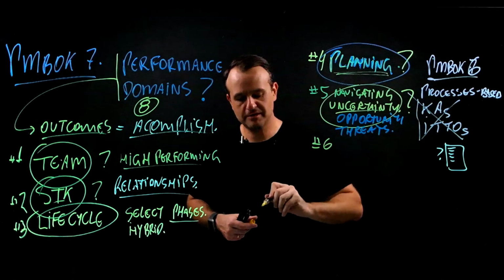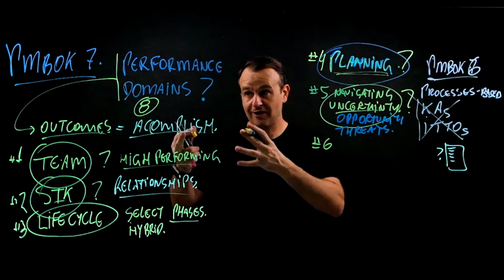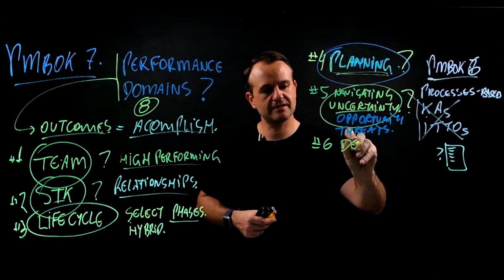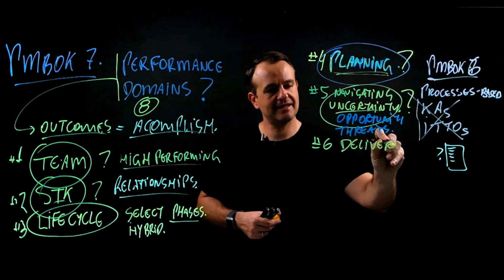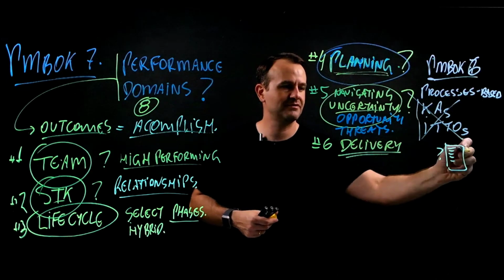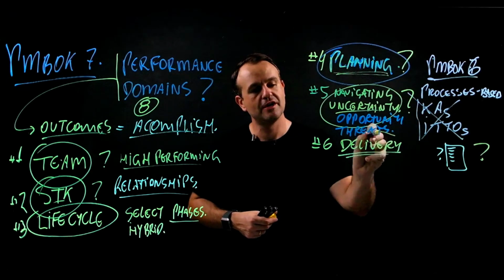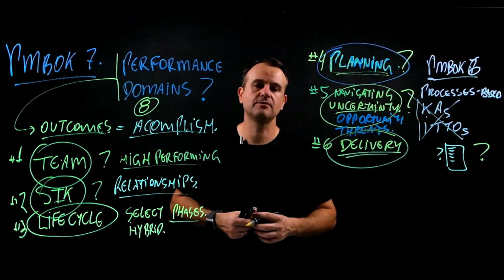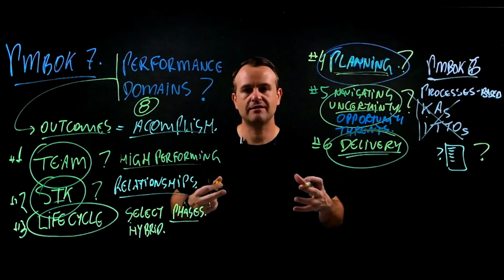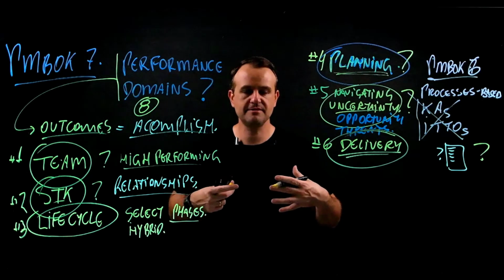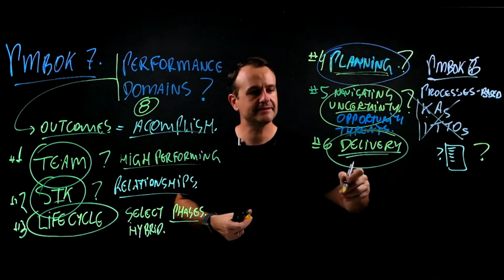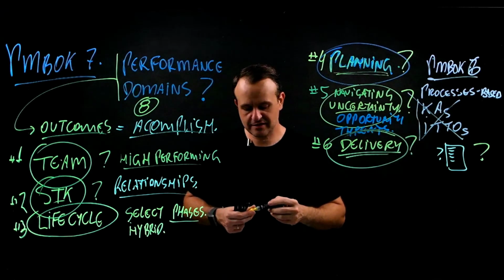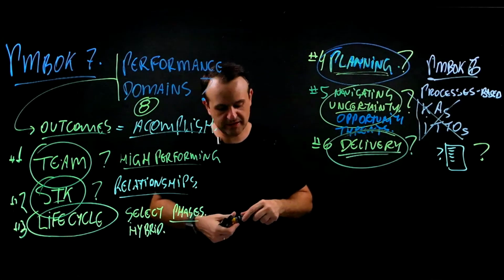The performance domain number 6 is related to delivery. This is also related to something we had in the past when we think about execution, but delivery as a performance domain is a broader concept. When we think about delivery, we have to take into consideration the teams and everything else that is needed. What is the outcome you expect from the delivery?